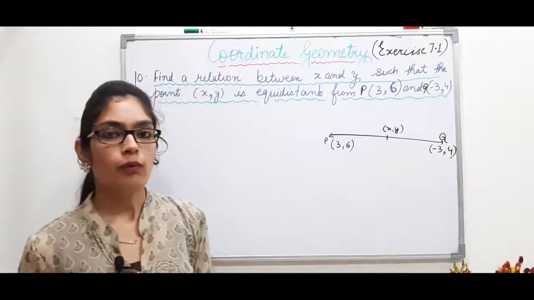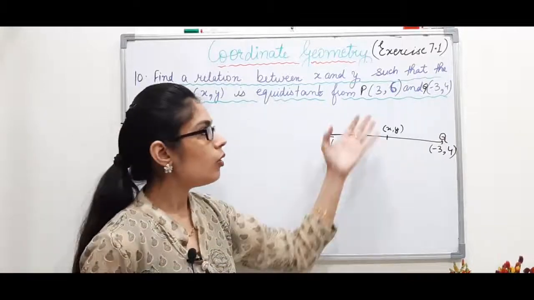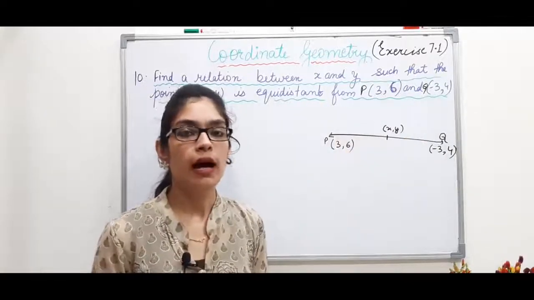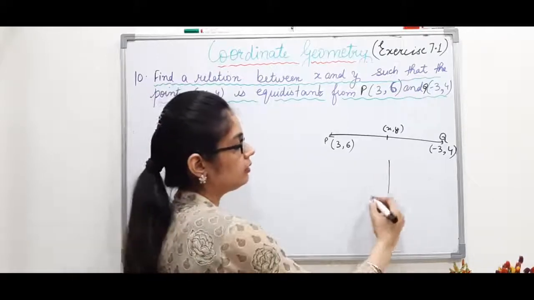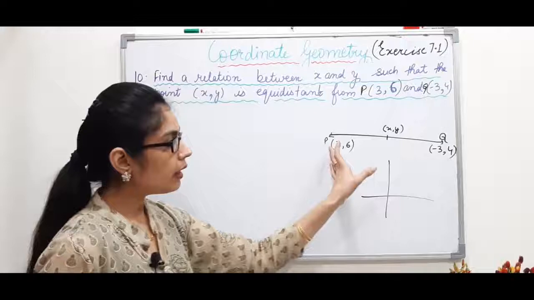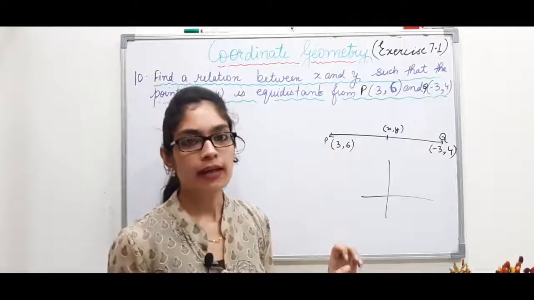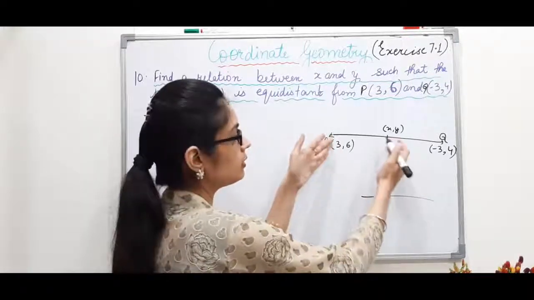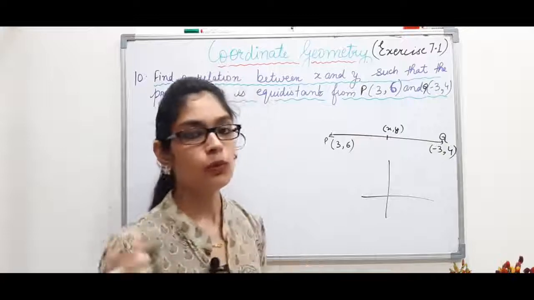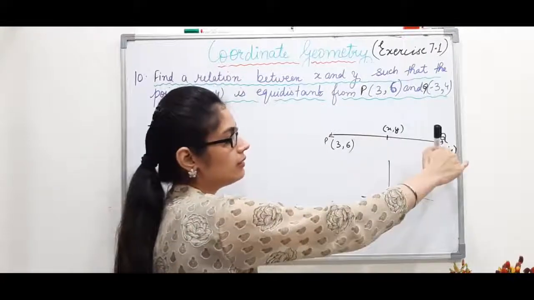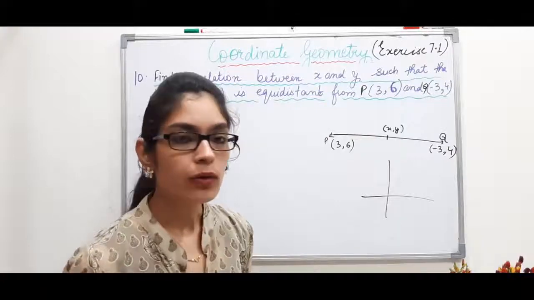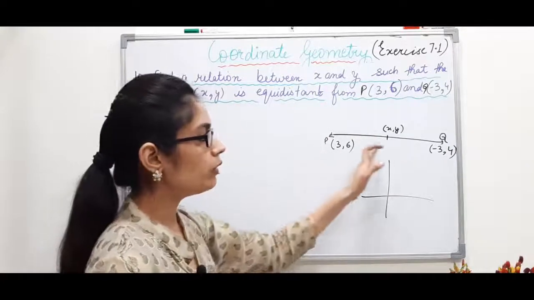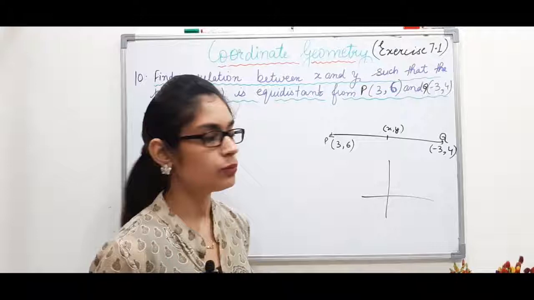See, one thing I want to explain. All these points are present in the Cartesian plane. Like this I have explained to you, but I am explaining on a straight line to make you understand that this distance is equal to this distance. So don't get confused that these points are on a straight line. These points are not on a straight line. Just to make you understand, I am explaining in this way.